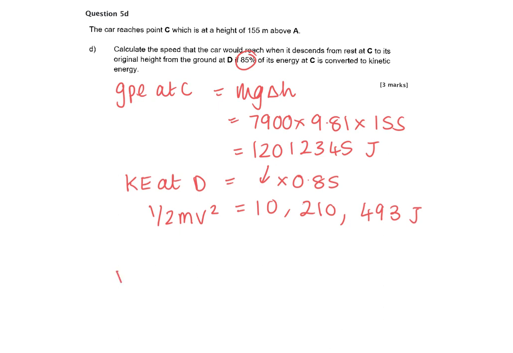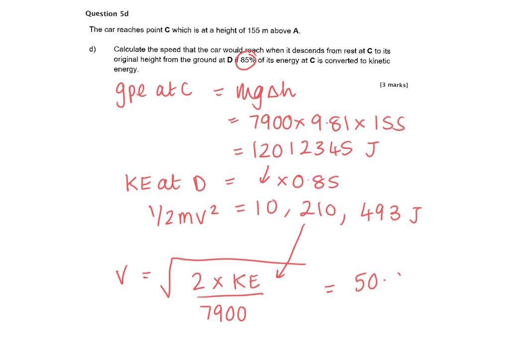So to rearrange to find our velocity, what we're actually going to be doing is the square root of 2 times our KE from there, divided by our mass, 7,900. And what we will get when we type all of that in is 50.842 metres per second.